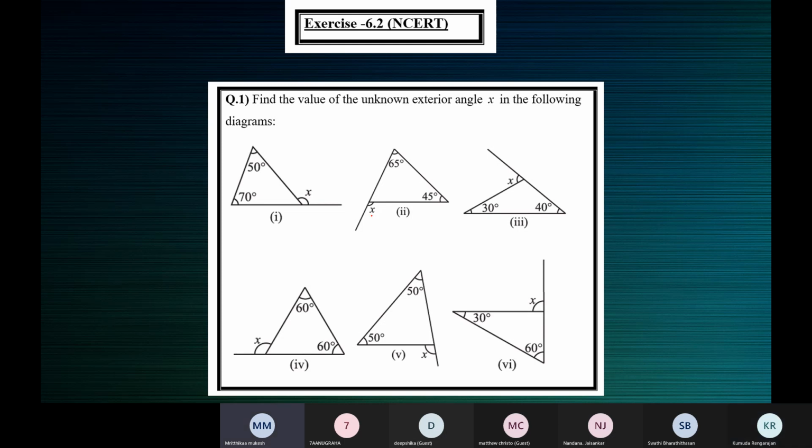Ma'am, I have to find x. It is an exterior angle. Correct. Now if we want to find x, we should add the interior opposite angles. So we add 60 degrees and 60 degrees, ma'am. So x is equal to 120 degrees.